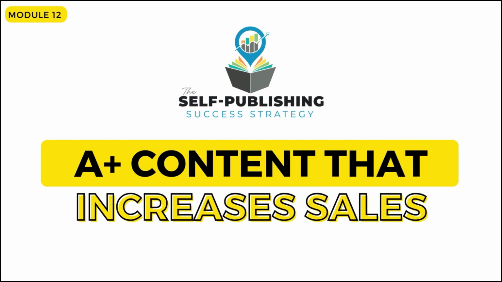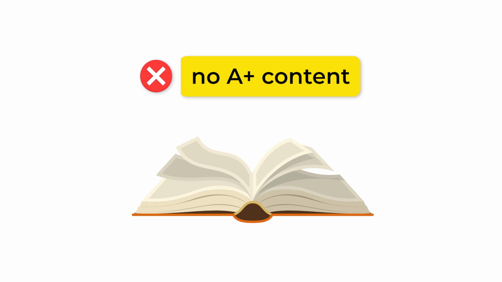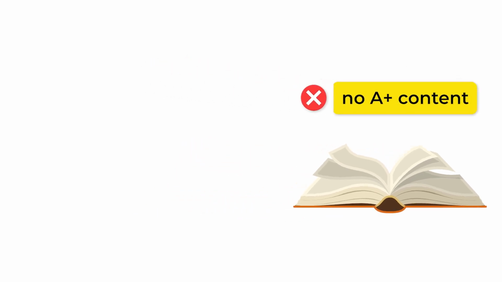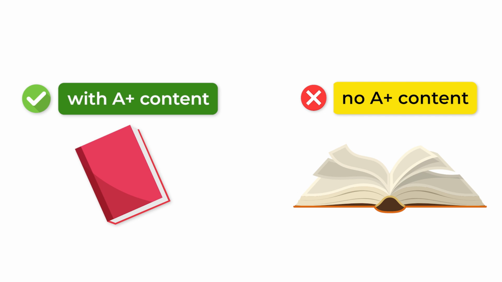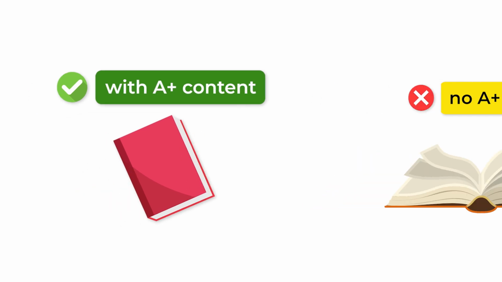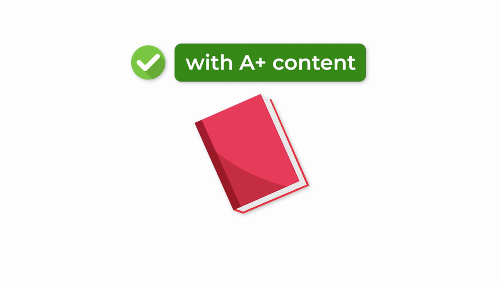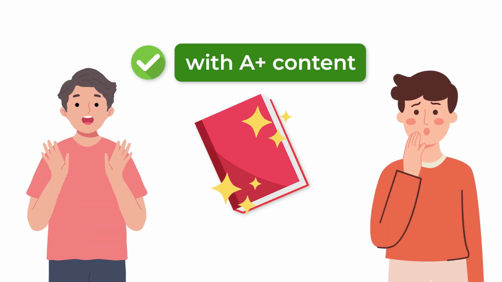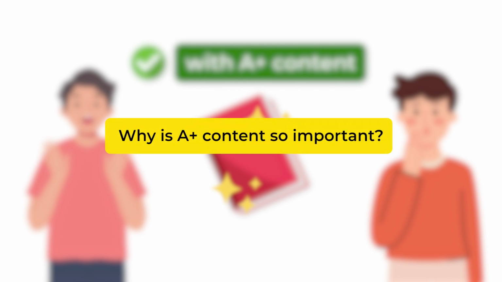As we've gone through this course, we have analyzed a lot of different books. Most of these books have had no A+ content, or if they do have it, it is poorly designed. This is a good thing for us, because if we add A+ content to our Amazon listings, we gain an advantage over those that don't have it. What will elevate our books even more is creating effective and eye-catching A+ content that persuades shoppers to buy our book. So why is A+ content so important?